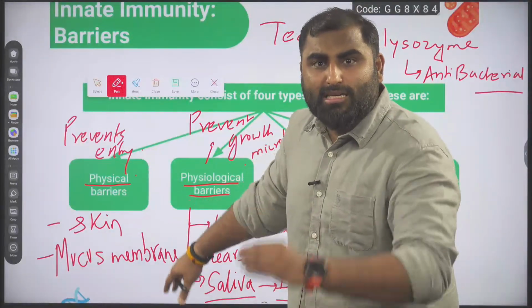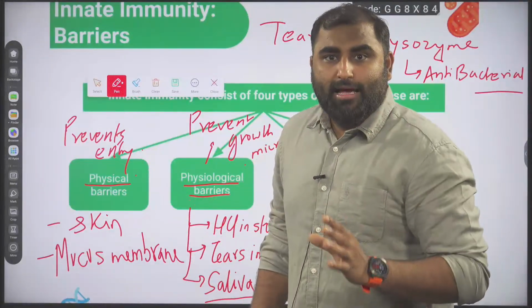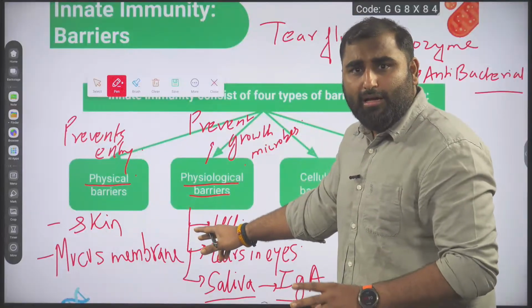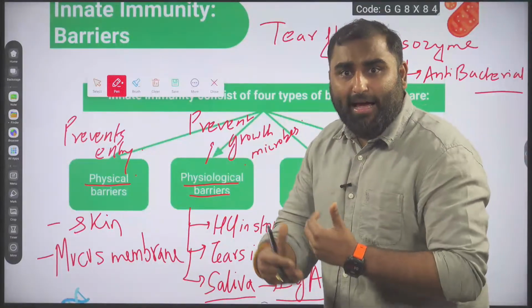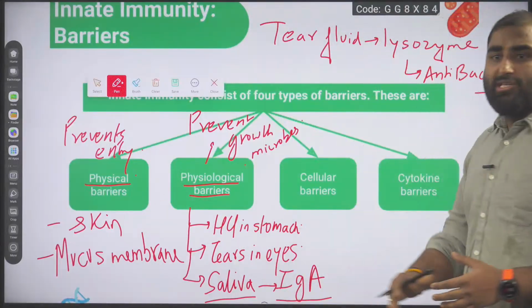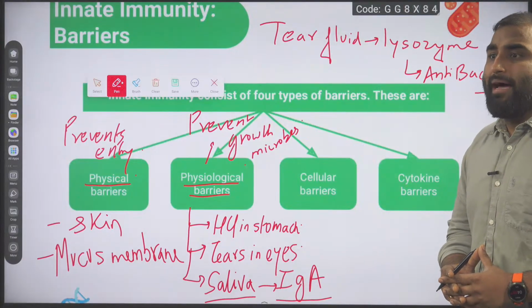And this response is given commonly for all foreign bodies. Any foreign body will be prevented entry by the physical barrier. Any foreign body will be prevented from multiplying and growing by the physiological barrier. And next to the barrier, we will talk about the cellular and cytokine barrier.